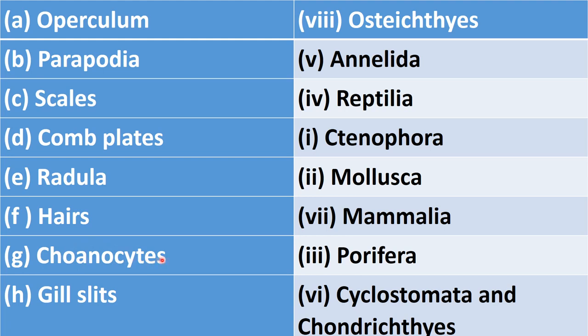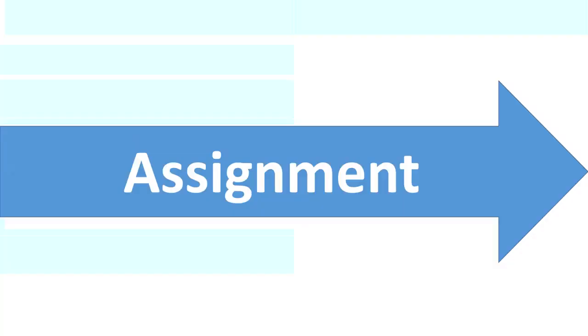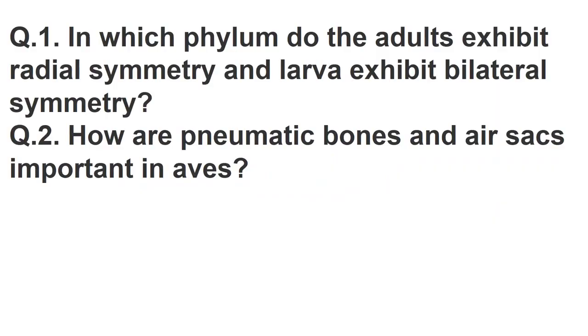Choanocytes are the cells which are found in Porifera. And gill slits are present in Cyclostomata and Chondrichthyes fishes. After that, your today's homework is to do the given assignment, and these are the questions for the assignment.